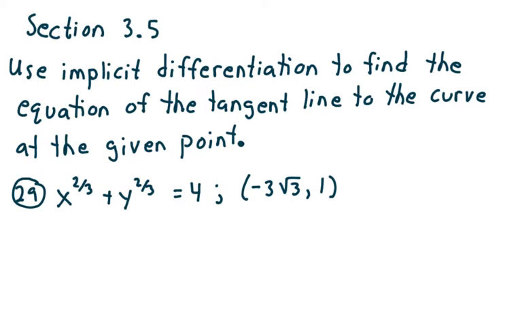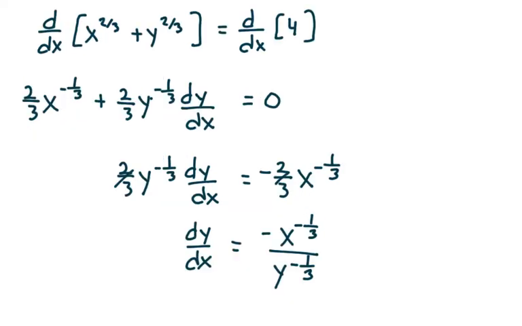To get the equation of the tangent line to the curve at the given point, we need to know the slope of the tangent line to the curve at the given point. How do we do that? We need to look for dy/dx. So we're going to differentiate both sides of the equation with respect to x.